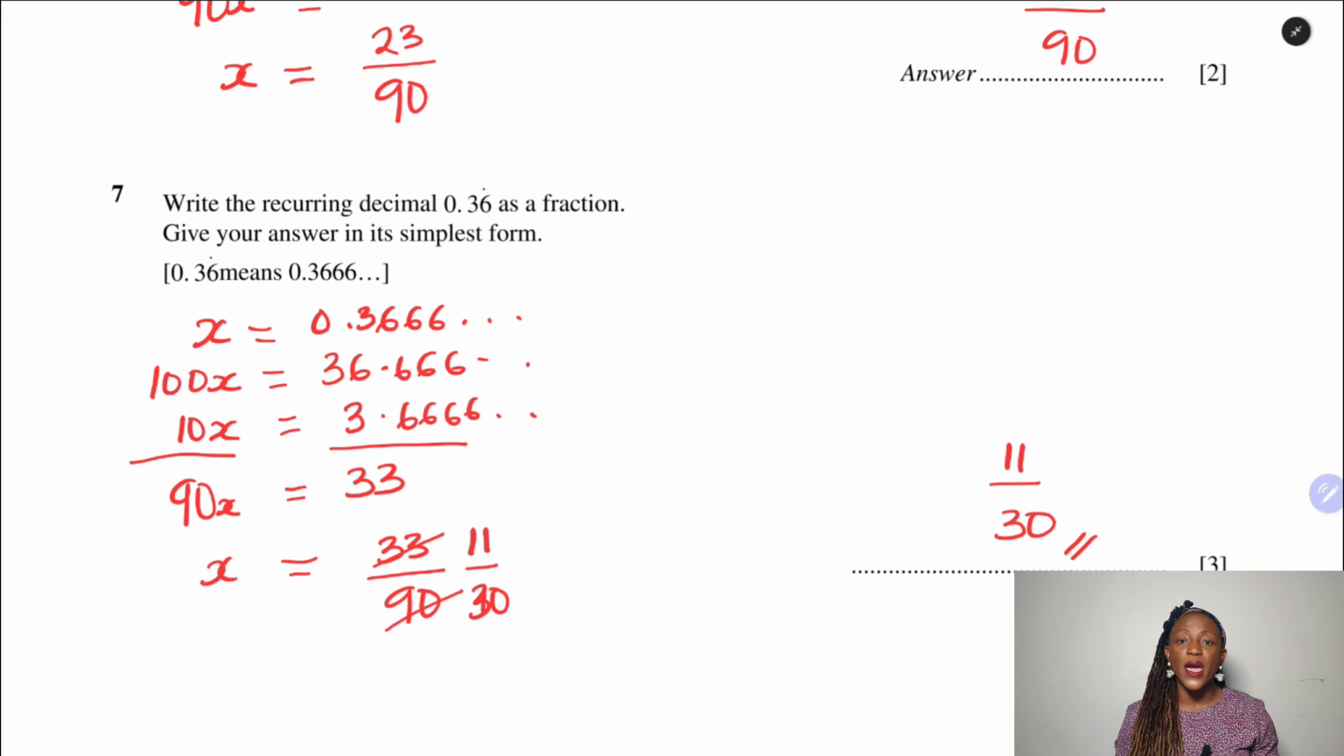Again, it is strictly required in this particular question to take your fraction to its lowest term. In the other questions, we just did it out of duty, just because we wanted to. But here, it is a requirement. If you do not do it, you don't get your full marks.